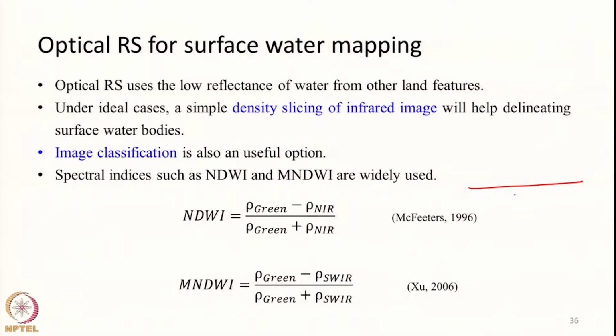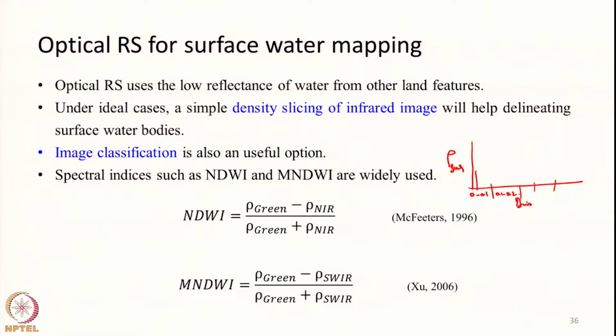So what exactly is density slicing? We know land features have much higher reflectance in the infrared portion, either NIR or SWIR, compared to water bodies. If we plot a histogram, which is nothing but the frequency distribution of the DN value or surface reflectance, let us say we have surface reflectance. These are the different bins. Let us say this is 0 to 0.1, 0.1 to 0.2 and so on. So we have divided into several bins. In each bin we will count the number of pixels having a certain range.